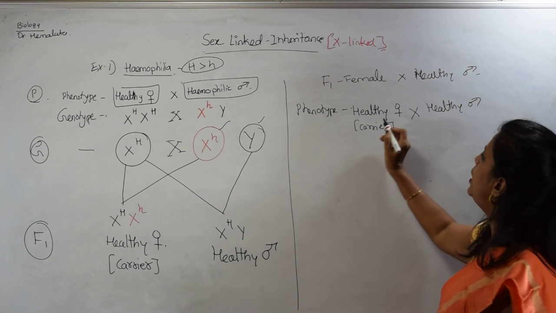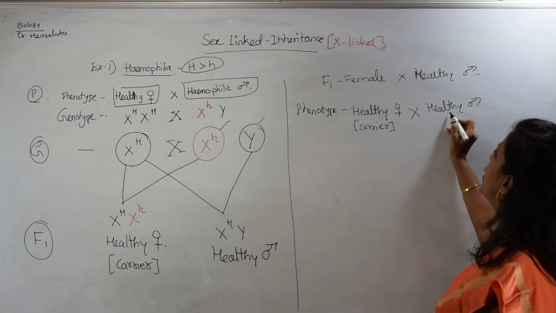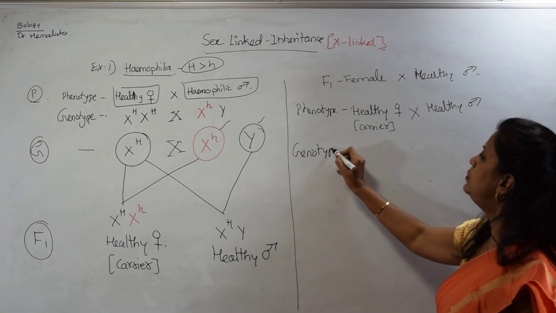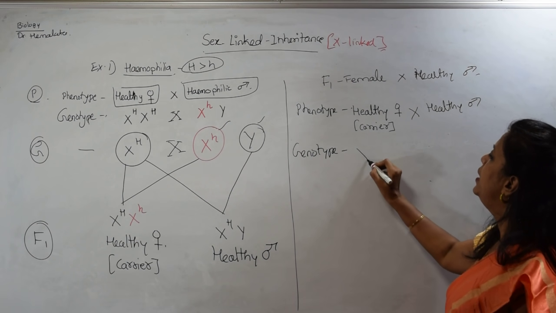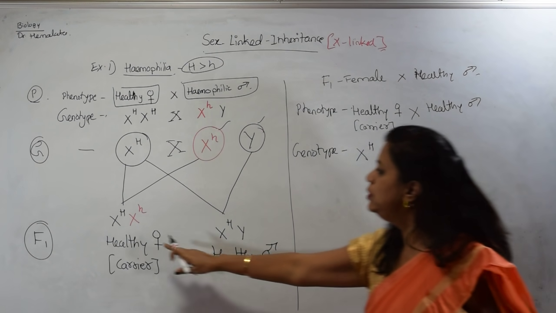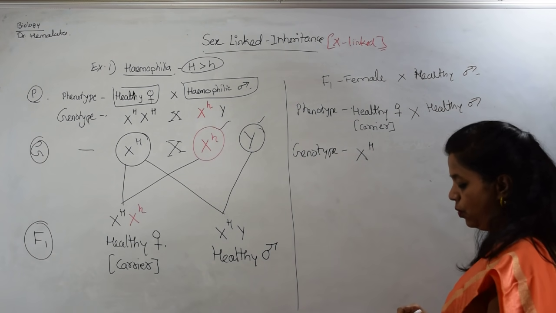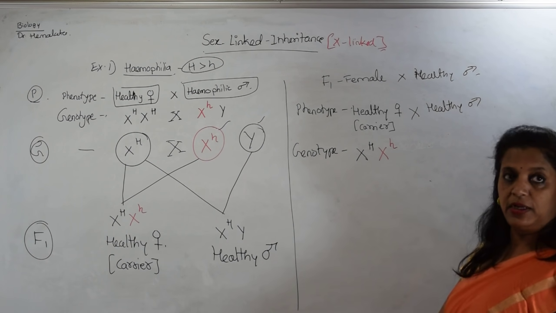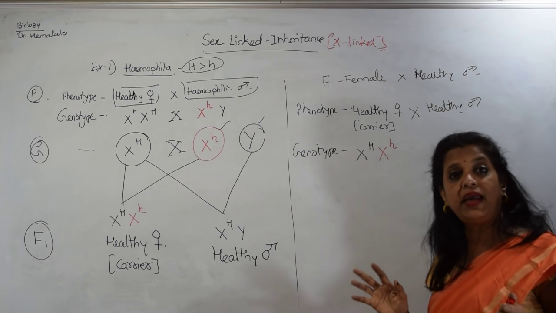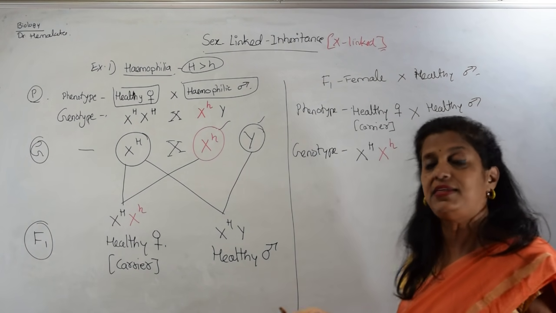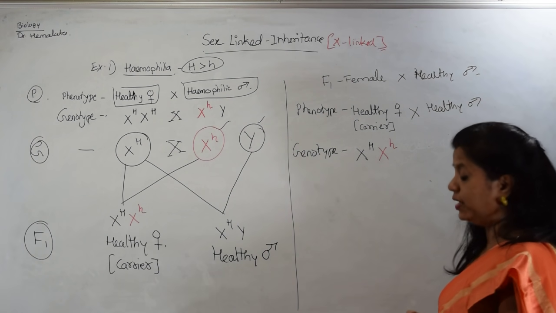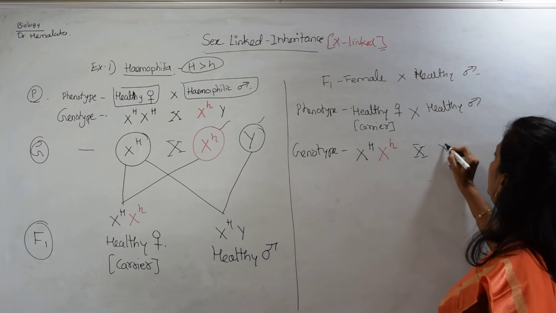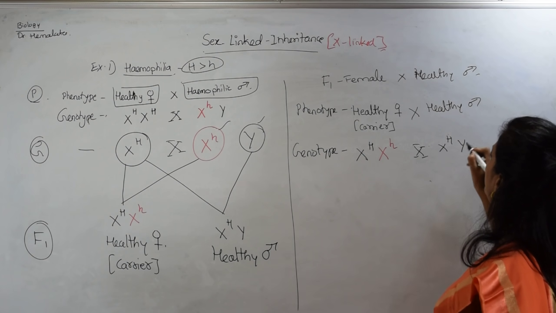Now, the phenotype is a healthy female and she is marrying another healthy male. What is their genotype? This female has one X capital H. See, she has one X capital H. What else she has is another X small h. This is very important. She will not show it. She is a carrier. She won't show that she has the disease, but she will have the diseased gene with her. Now, marrying a healthy man, X capital H and Y.